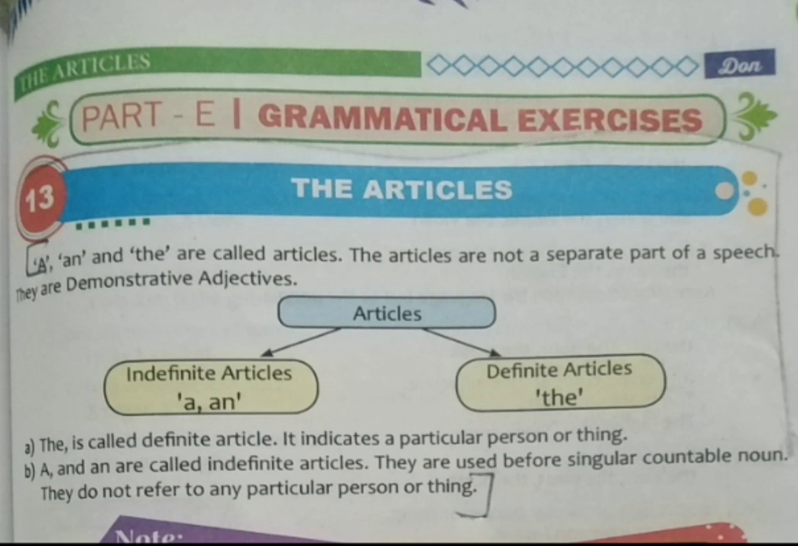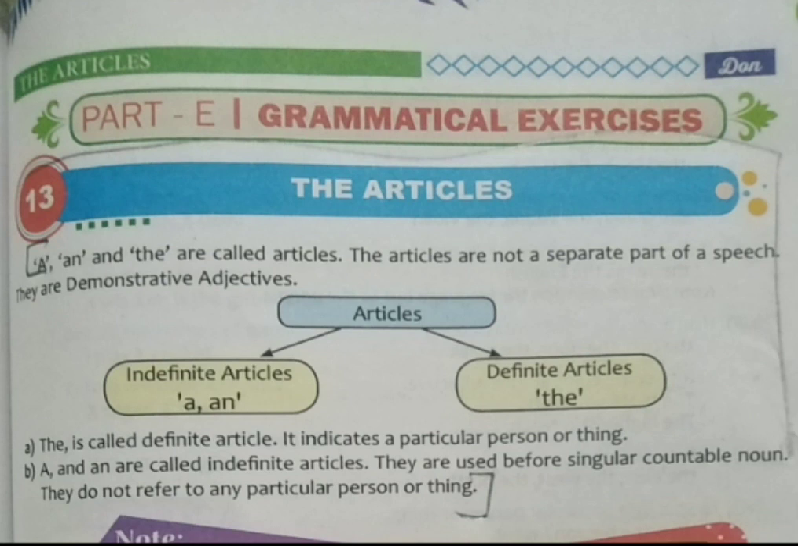Now we can see the definition. The is called the definite article. It indicates a particular person or thing. Definite means particular. So that is called the definite article. A and an are called the indefinite articles. They are used before a singular countable noun, singular one only. We will use a pen, a pencil, an egg. When you are mentioning one item, that is a singular countable noun, we will use the indefinite article. Now got it?